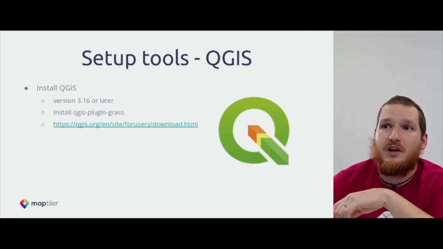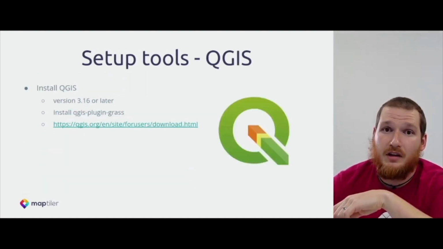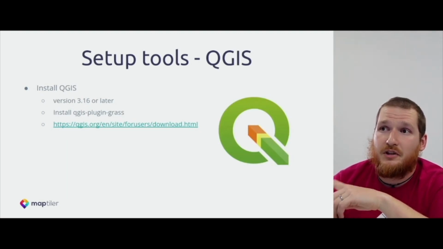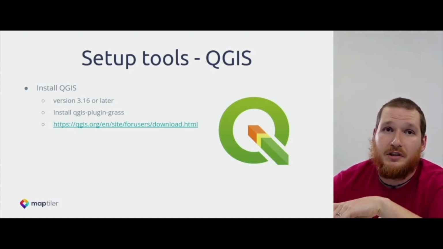Also, we need to have QGIS installed. Make sure that you have version 3.16 or later. If you are installing now and you are on Linux, make sure that you install also QGIS plugin grass package.